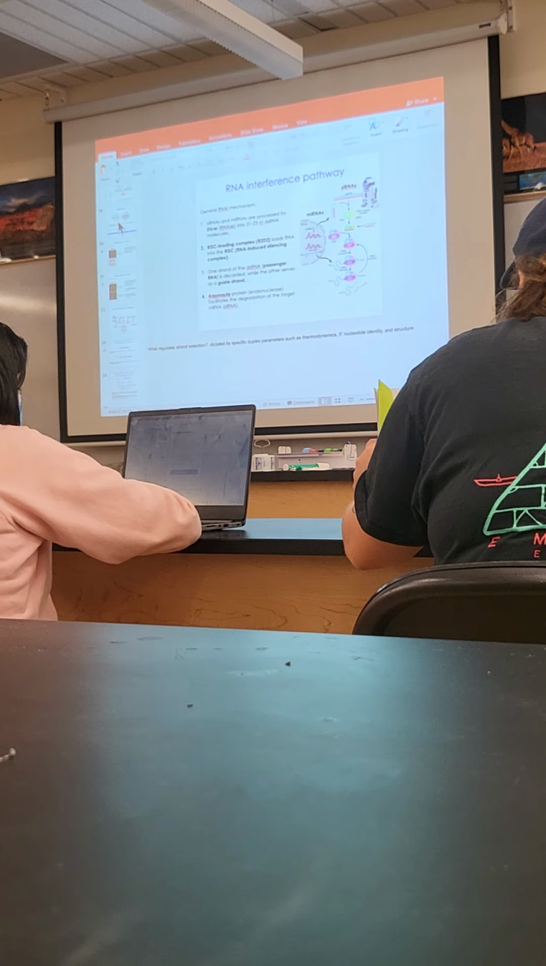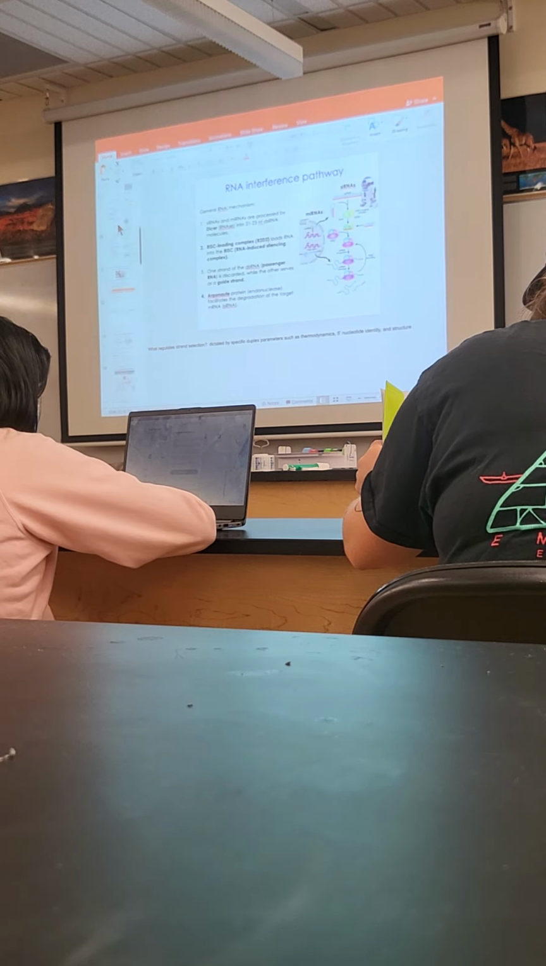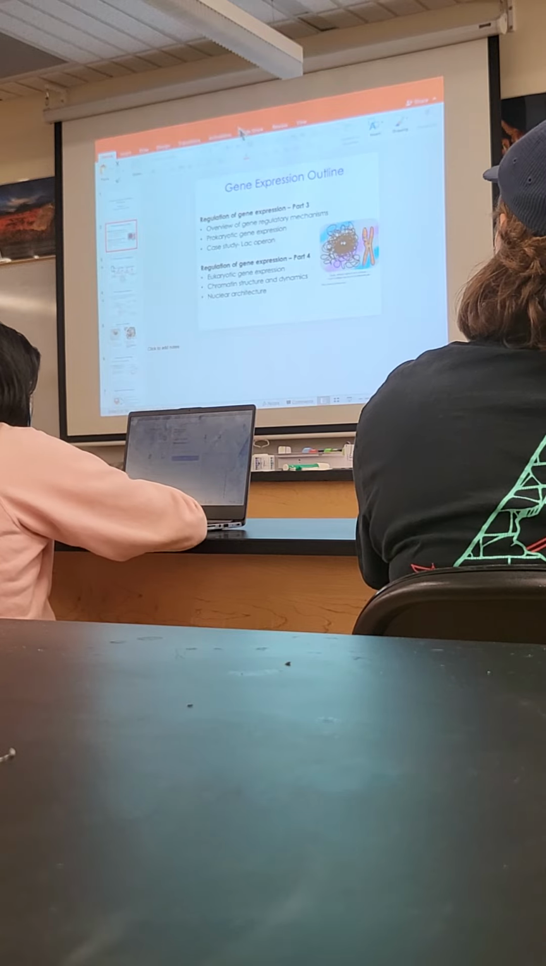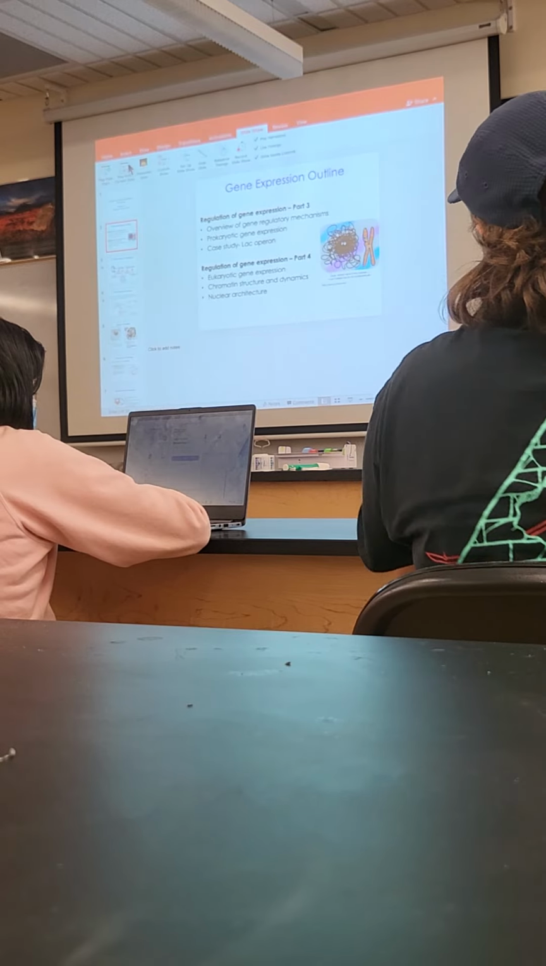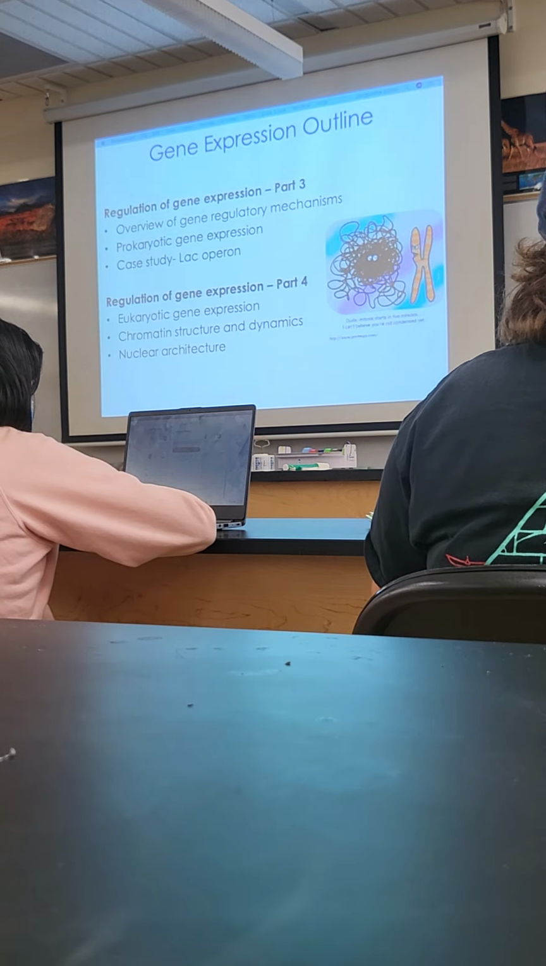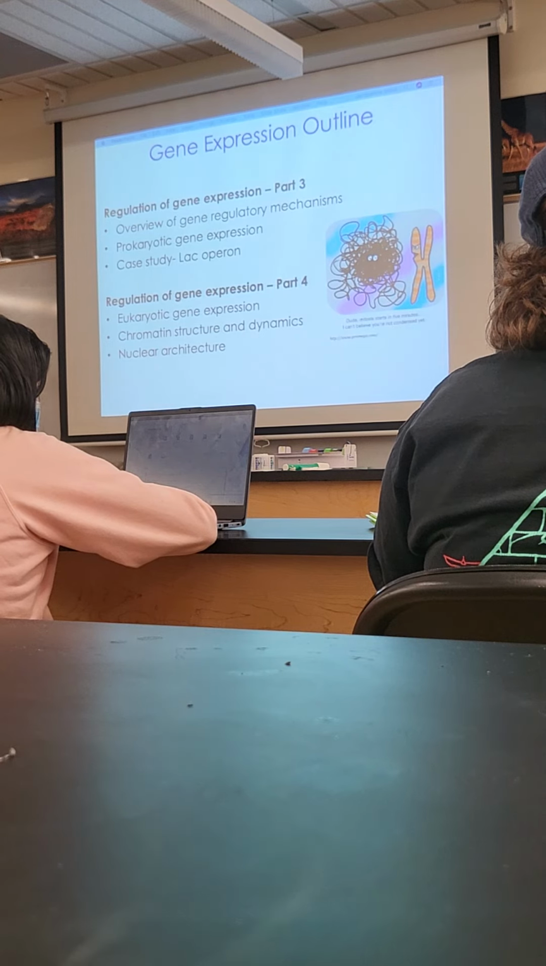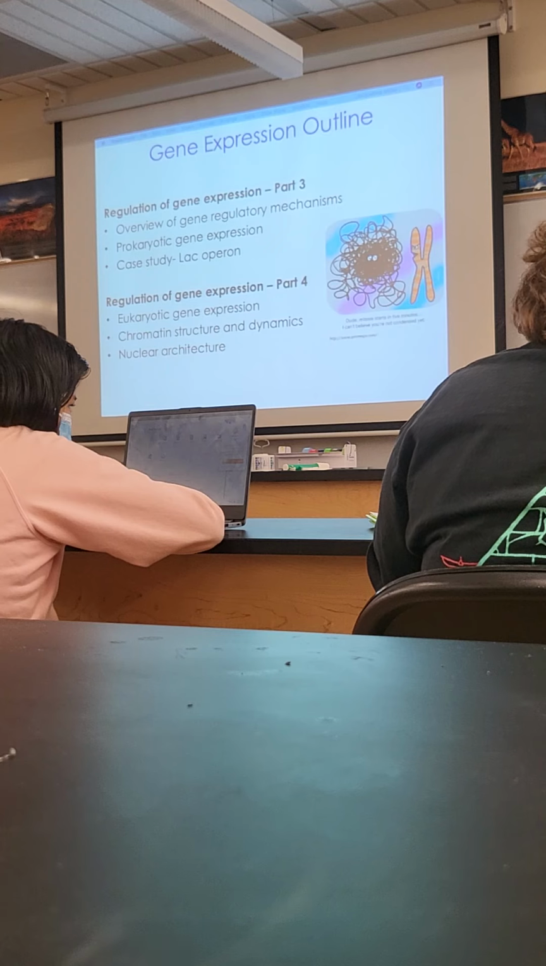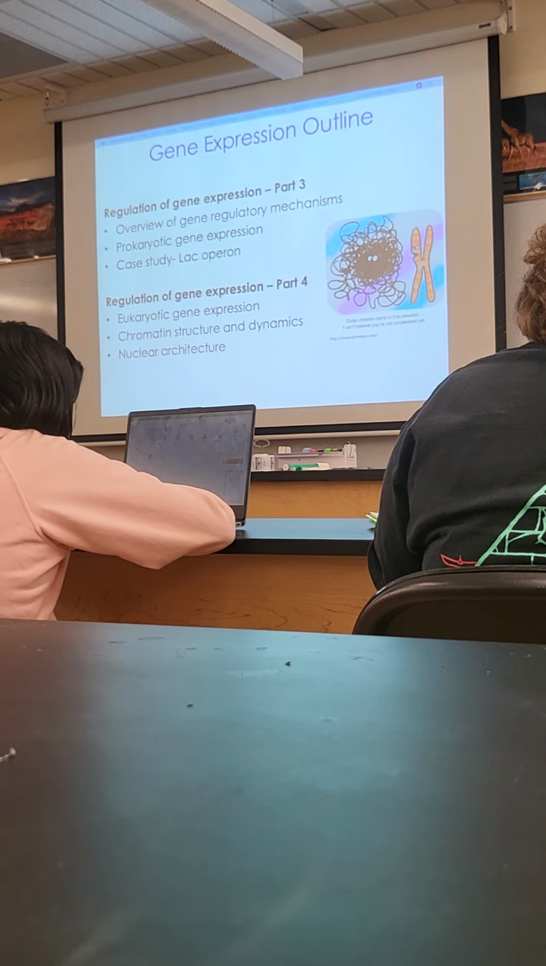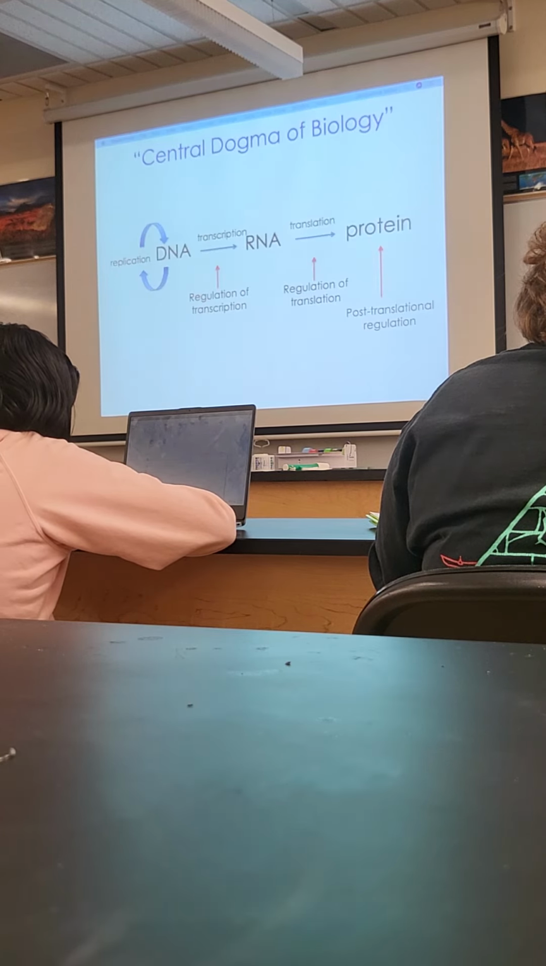Okay. All right, so now we're gonna switch gears and go to gene regulation in eukaryotes, which is more complicated, of course, because eukaryotes are a lot more complicated. So we're gonna talk about the added layer of chromatin structure and nuclear architecture, which affects whether or not you can turn on genes.